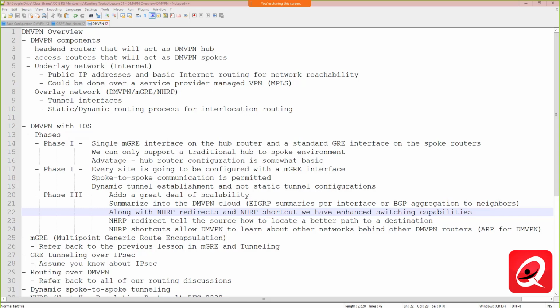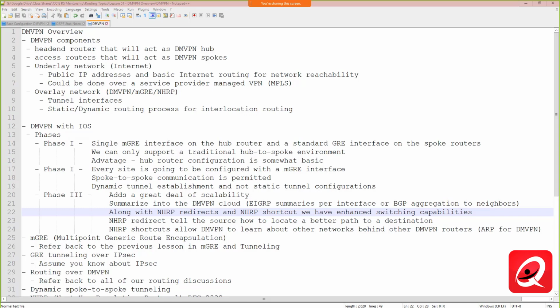DMVPN is highly scalable, but it depends on the design. You can have some bad DMVPN designs that limit its scalability. You could be running legacy or obsolete versions of DMVPN, which would disallow point-to-point or multi-point spoke communication that allows that spoke-to-spoke transactional traffic.